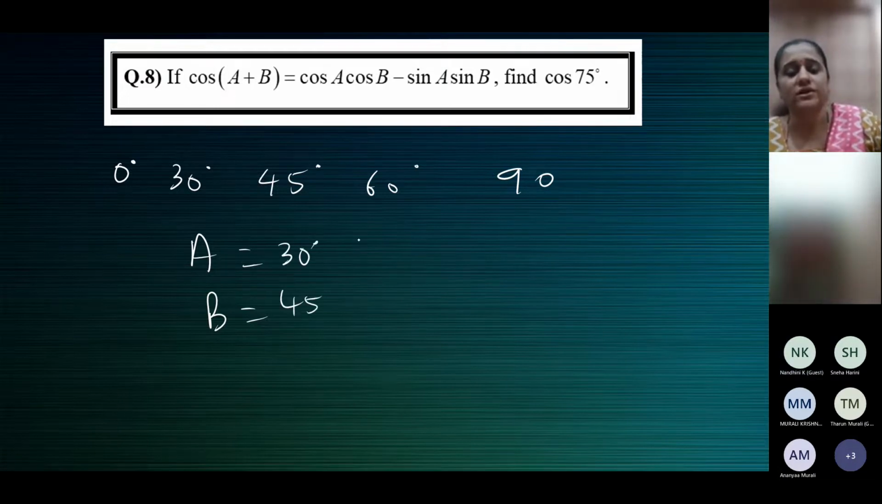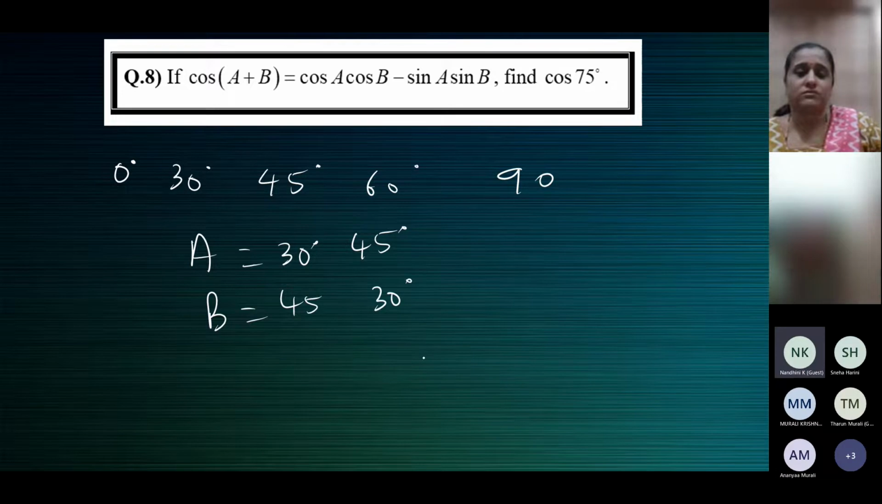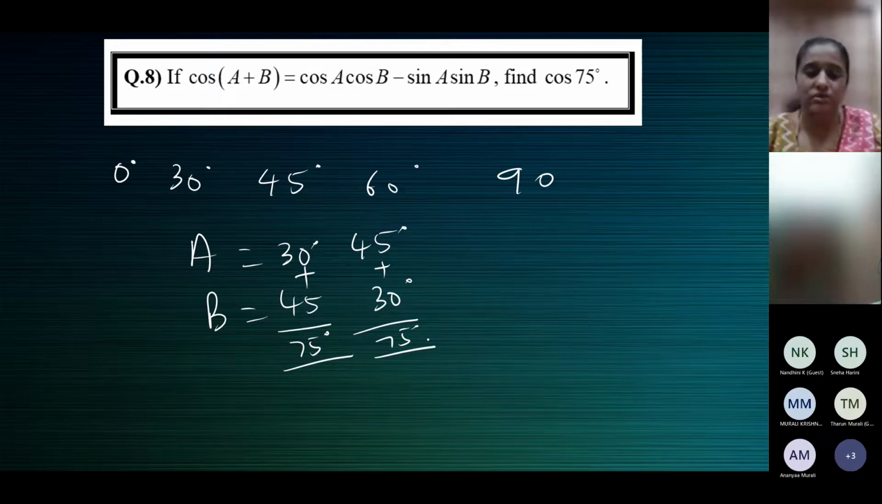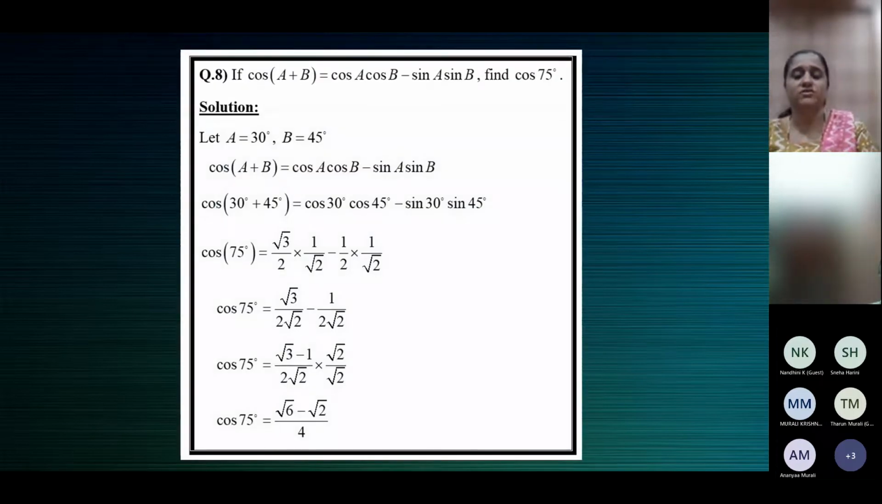Very good. Can I take A as 45 degrees and B as 30 degrees? Yes, ma'am, both are good. You can take A as 30 and B as 45, or A as 45 and B as 30, because in both cases A plus B will be 75 degrees. Thank you, Nandini. Correct. Please work, children.